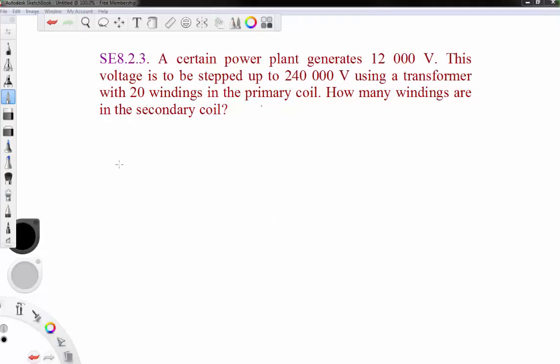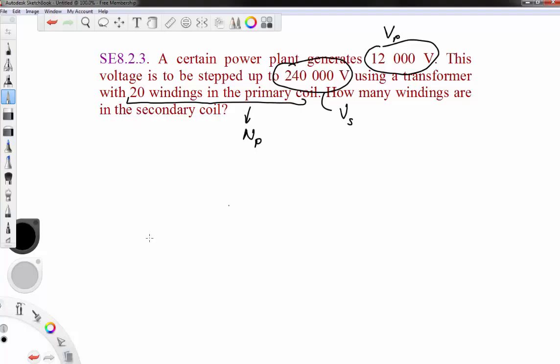We basically say that the primary voltage, V primary, is 12,000 volts. We're stepping it up to 24,000 volts. That's V secondary. There are 20 windings in the primary coil. That's N sub P. We want to know how many in the secondary coil, N sub S.